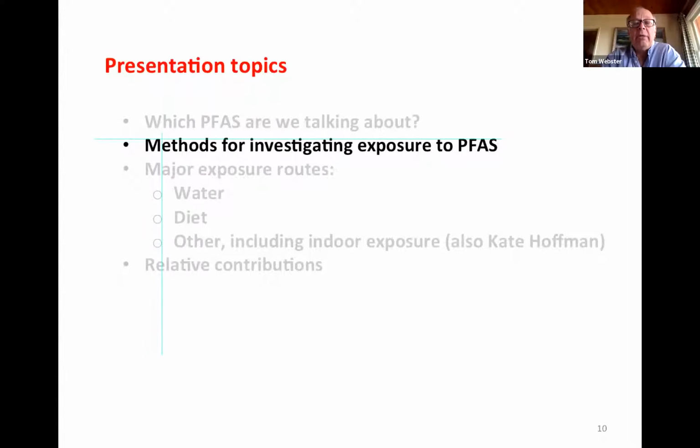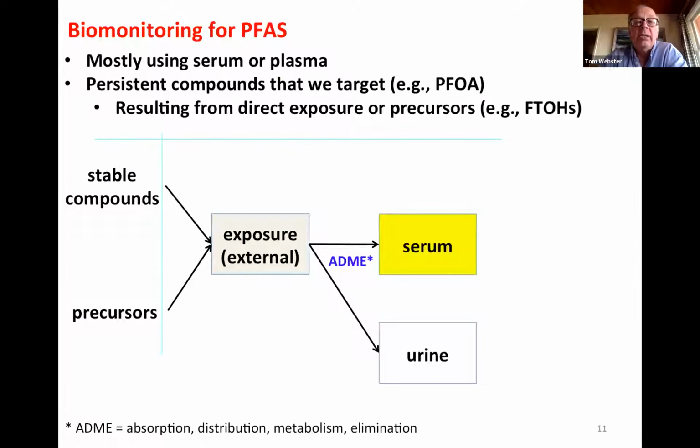All right, so how do we go about figuring this out? PFAS is a very interesting situation because we're mostly using serum or plasma. Some people have used urine for biomonitoring. And we are interested in the persistent compounds that we actually target, for example, PFOA. That can result from either stable compounds or precursors. That's the external exposure. And then they are modified by pharmacokinetics to give us whatever we see in serum or urine. So you all know this.